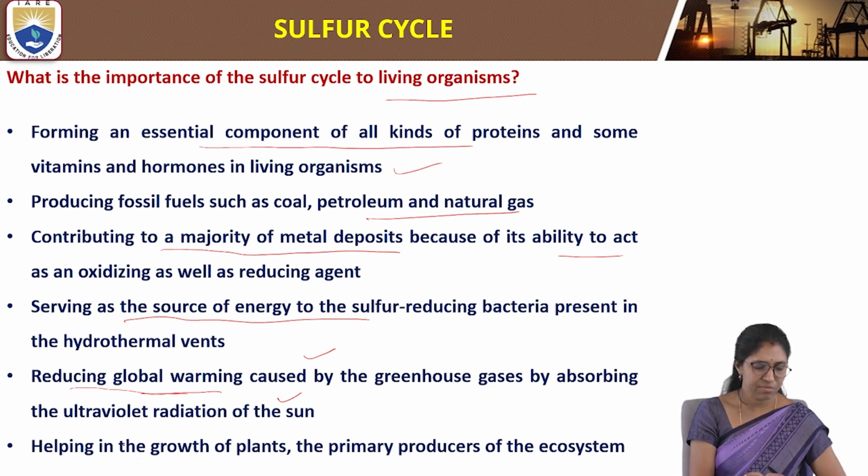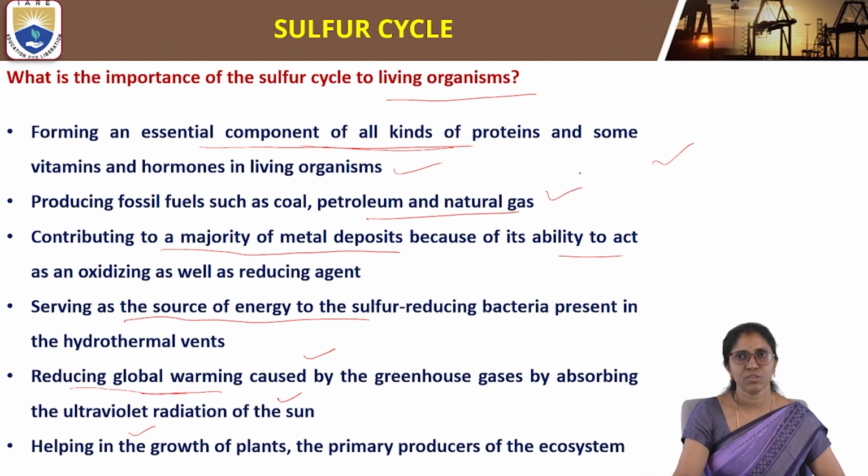The sulfur cycle helps in the growth of plants, the primary producers of ecosystems. These are very important functions, the importance of the sulfur cycle to living organisms. Sulfur forms an essential component of all kinds of proteins and some vitamins and hormones in living organisms. It produces fossil fuels such as coal, petroleum and natural gas. It contributes to the majority of metal deposits because of its ability to act as an oxidizing as well as reducing agent.